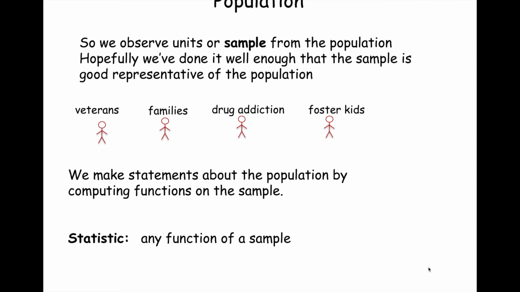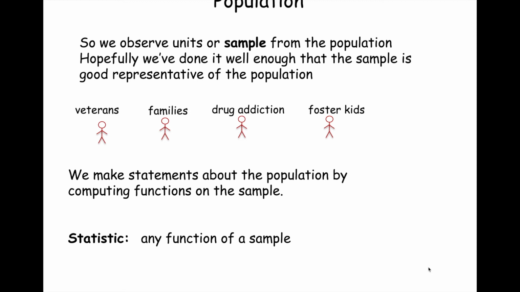Okay, so you observe a sample, and now you make statements about a population by computing functions on the sample, right? So you have some representatives of the larger group. You perform some function on that data you collect from those representatives, and then those functions are called statistics, right? A statistic formally is defined as any function computed on a sample, where the sample is a representative of the population. Okay? All right. Any questions about this?